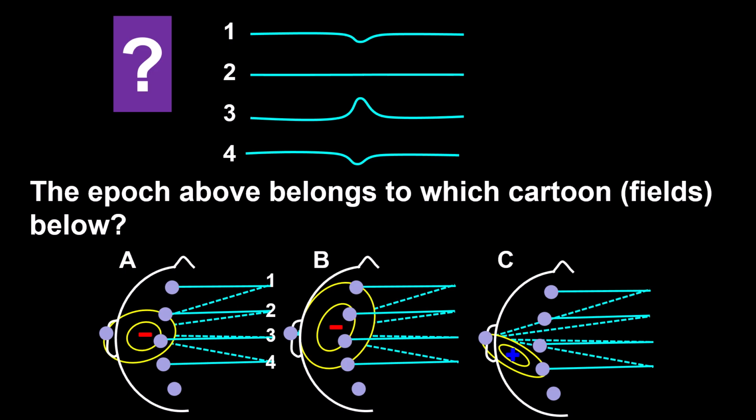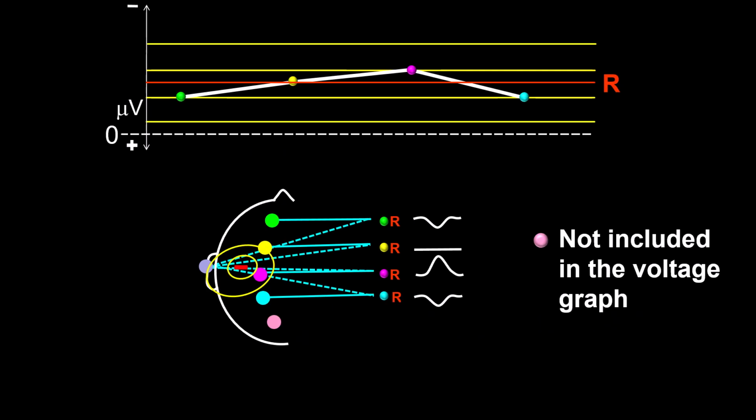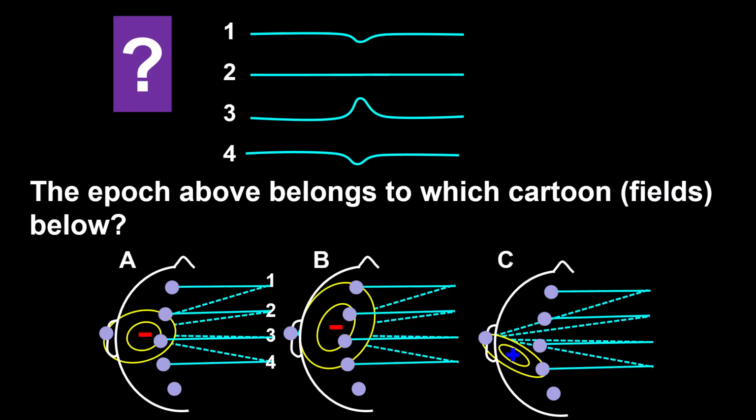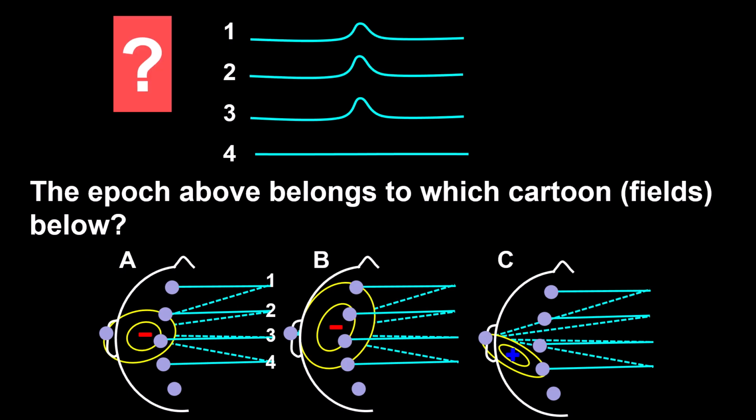Next question. The epoch above belongs to which cartoon below? Notice that the yellow electrode is at the same voltage level as the reference electrode. So the answer to this question will be A. Next question. The epoch above belongs to which of the cartoons below?